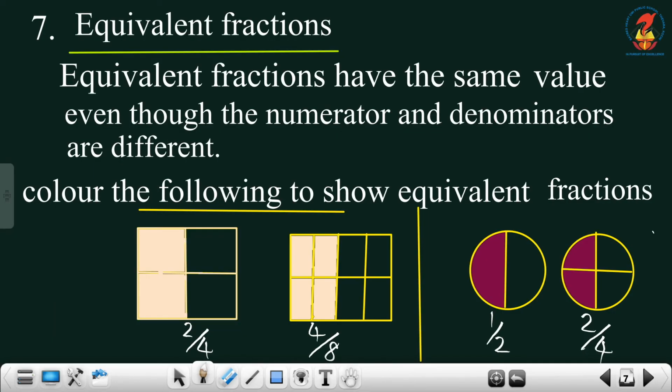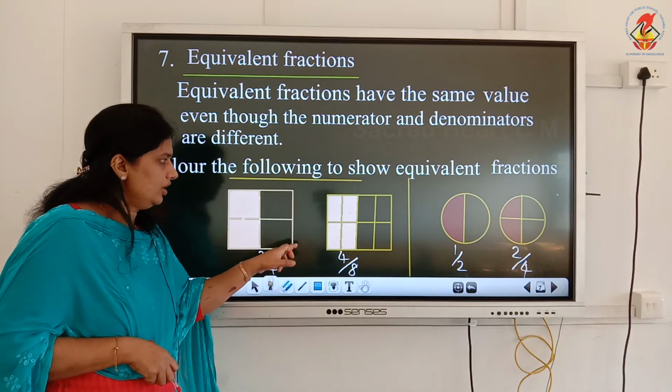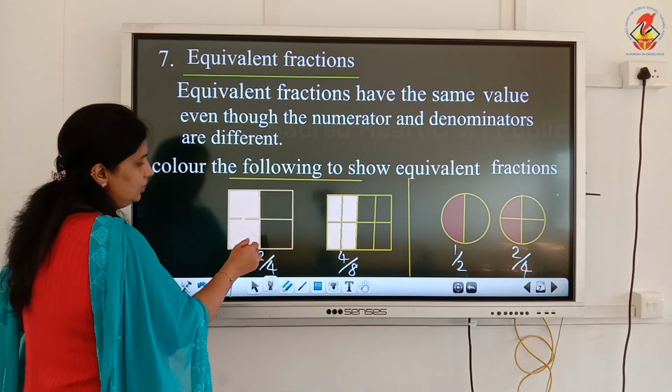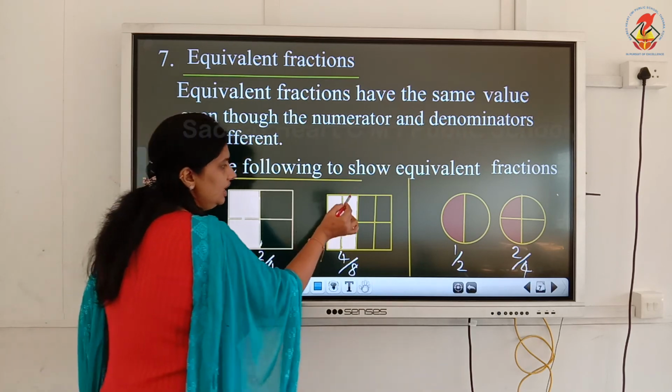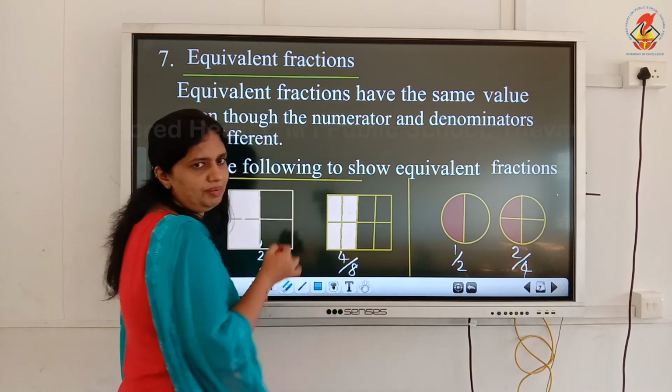Color the following to show equivalent fraction. See two figures here, right? And the two figures are what? 2 by 4 and 4 by 8. Okay, and same size square only. Here I cut it into 4 equal parts. Here I cut it into 8 equal parts.